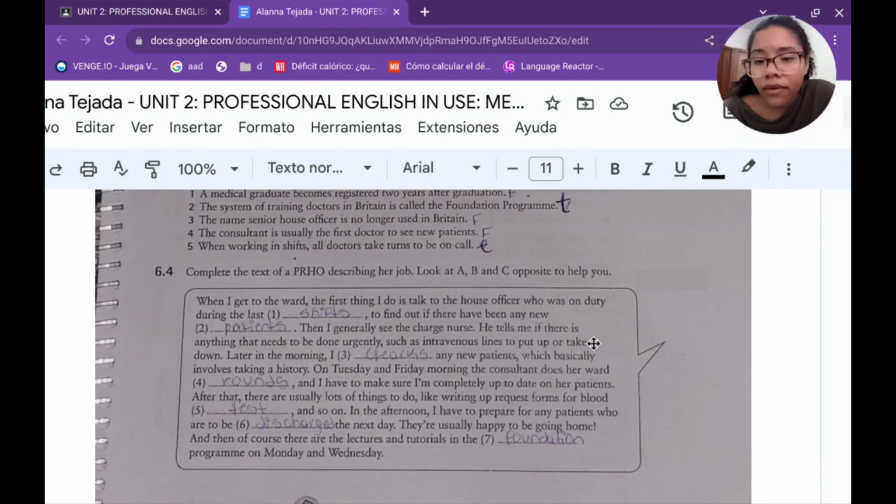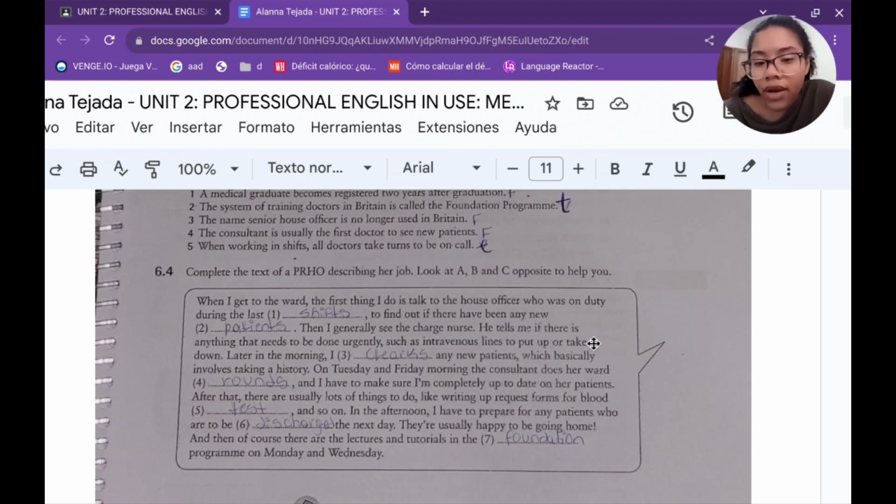Complete the text of a PRHO describing her job. Look at A, B, and C opposite to help you. When I get to the ward, the first thing I do is talk to the house officer who was on duty during the last shift to find out if there have been any new patients. Then I generally see the charge nurse. He tells me if there is anything that needs to be done urgently, such as intravenous lines to put up or to take down. Later in the morning, I clerk any new patients, which basically involves taking a history.